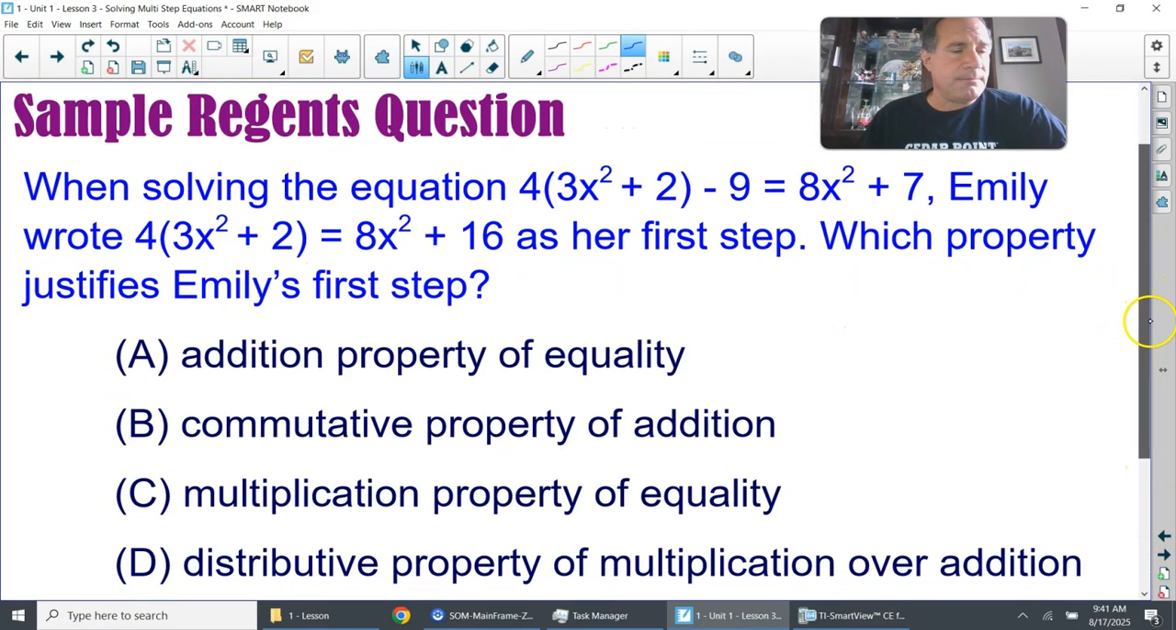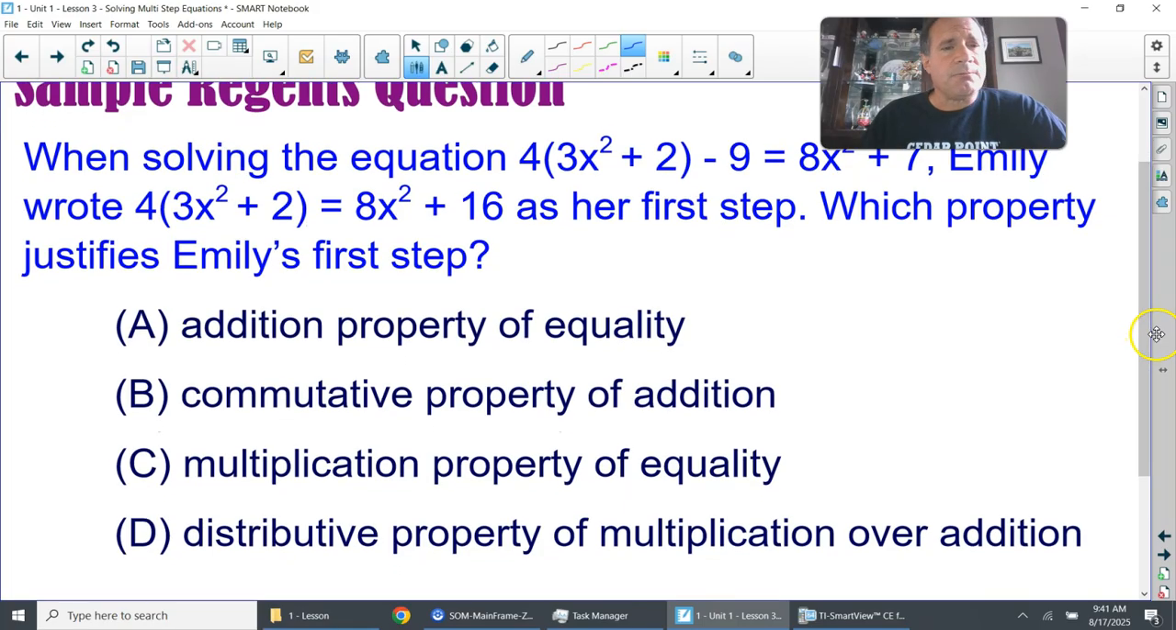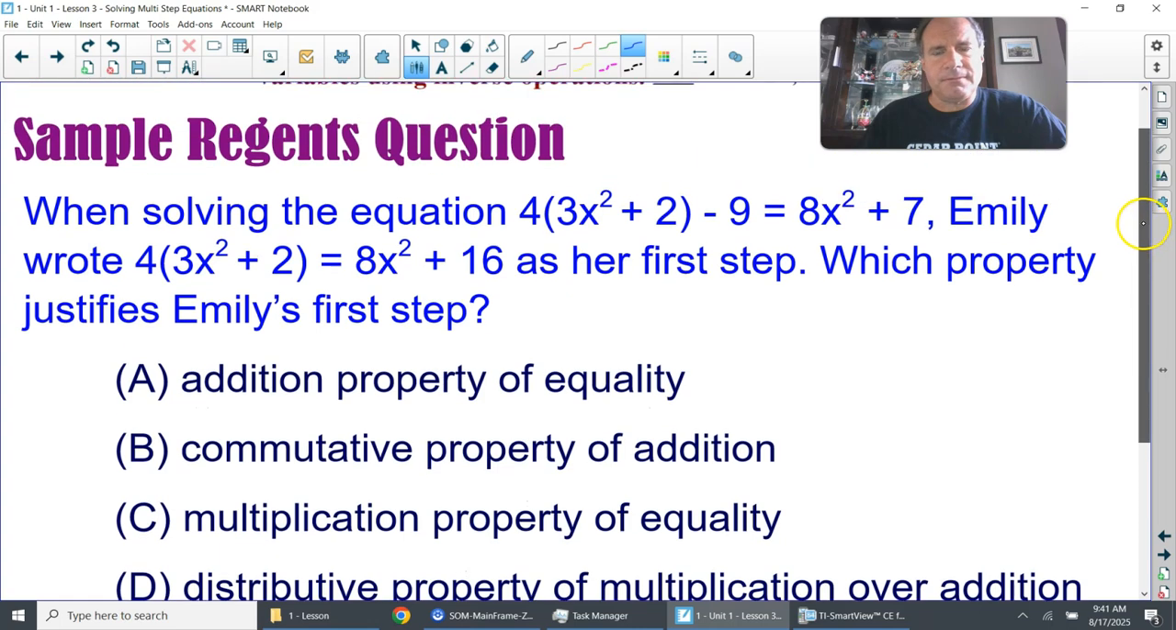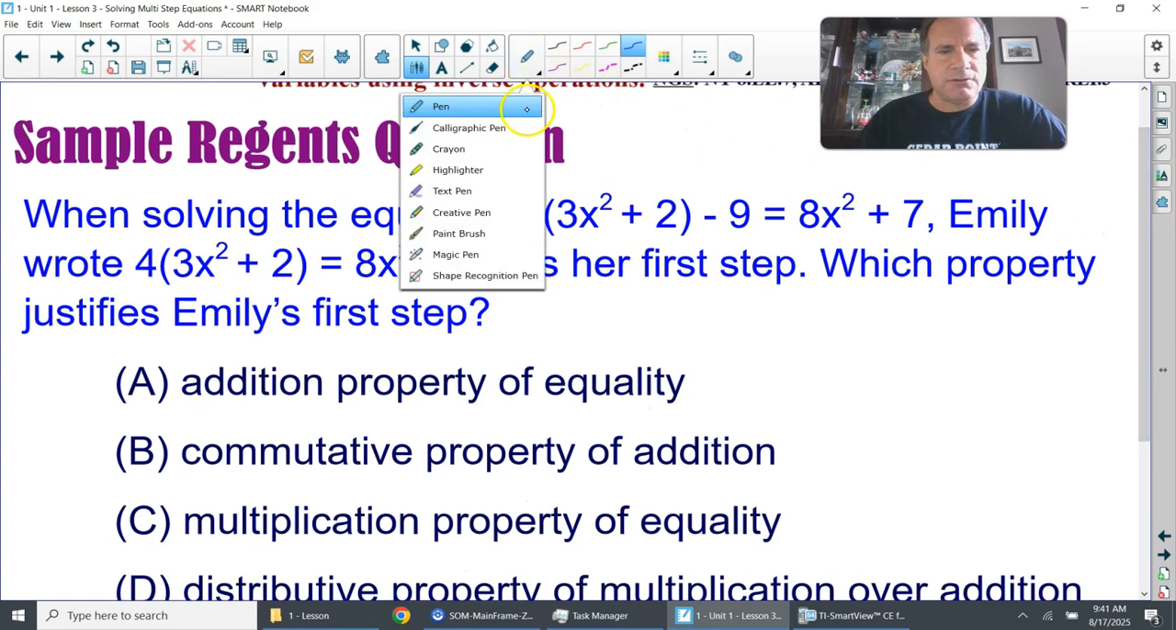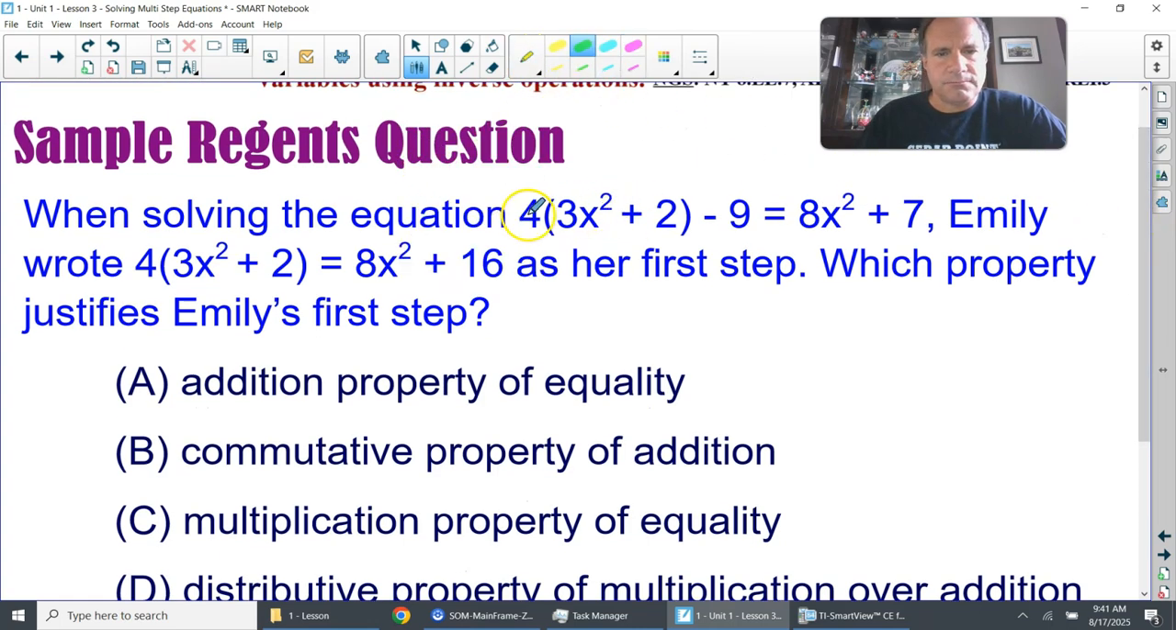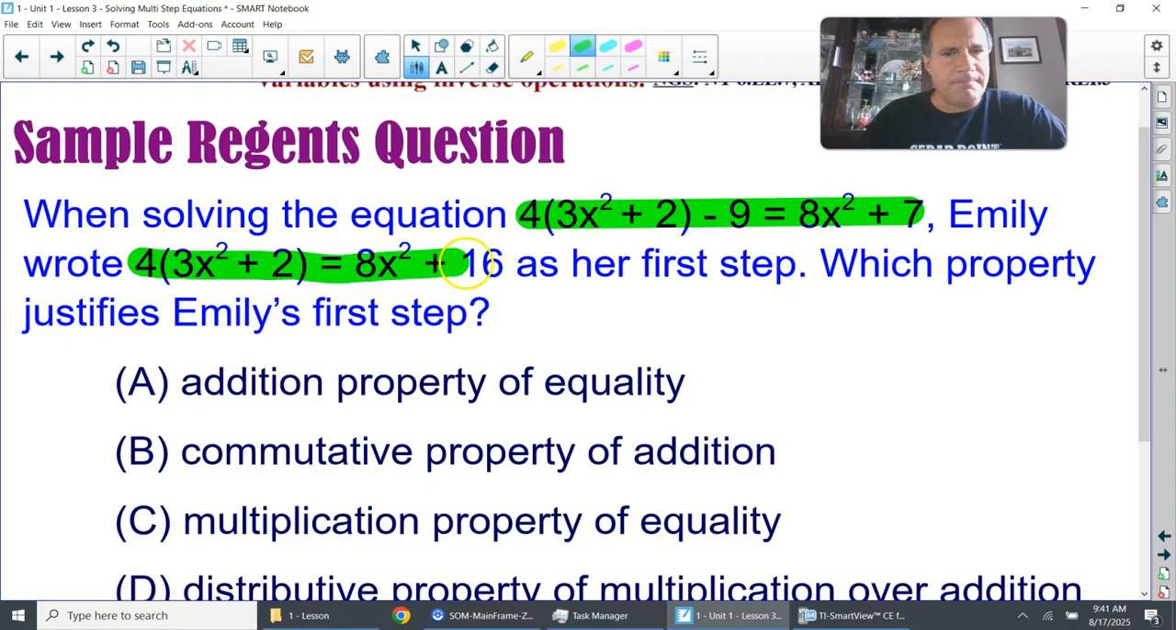And here is a sample Regents question. When solving the equation, and there's the equation right there. So it looks pretty complicated. So I'm going to highlight it. Emily wrote this as her first step. Right? And I went a little bit too far.